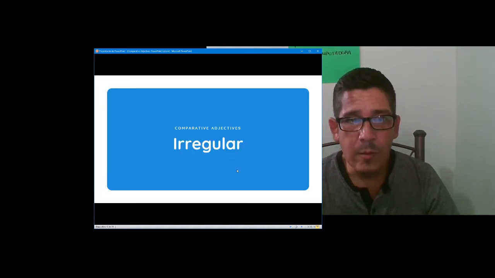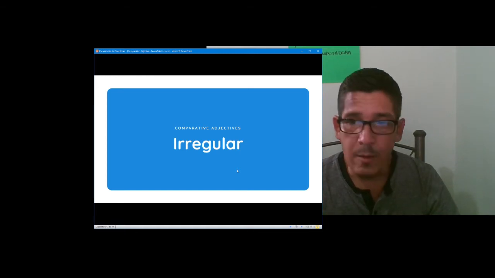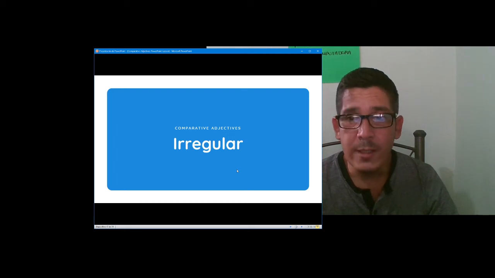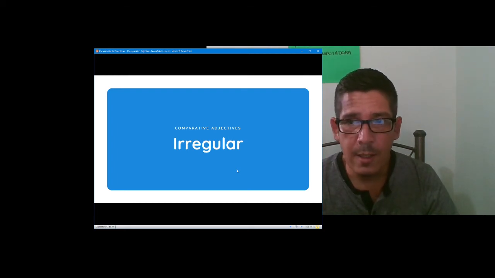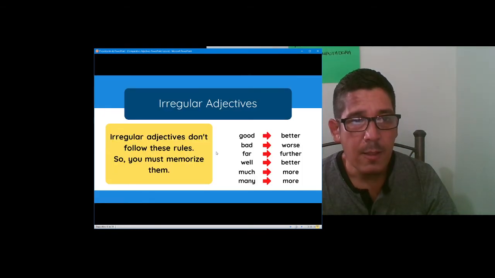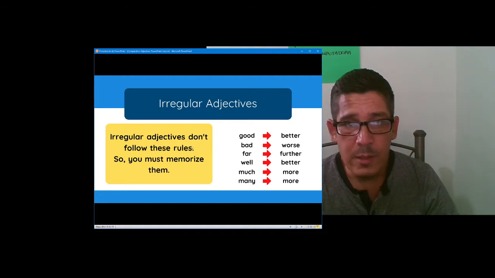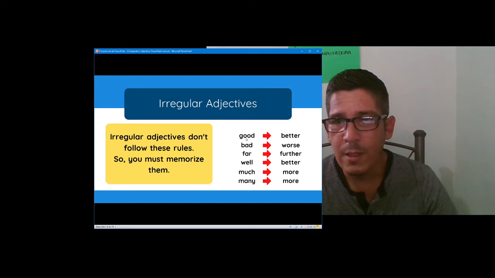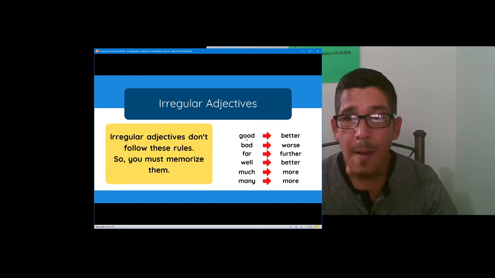But there are also comparative adjectives that are irregular adjectives. Okay? So those irregular adjectives usually do not change within the tenses in this case. For example, irregular adjectives don't follow these rules, so you must memorize them. So, example, good, it is not possible to say gooder, okay? No, it is not correct. So you are going to say better.